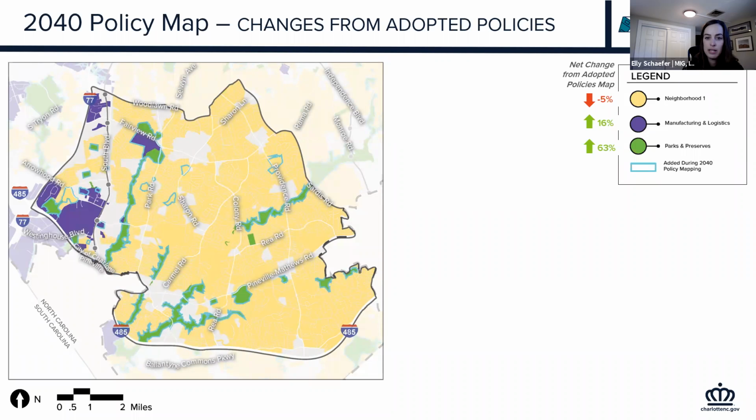In some areas, these place types were already preserved based on that adopted policies map, but the areas highlighted in blue show additional areas where these place types were preserved as part of this 2040 policy mapping step. So you'll see we were able to preserve 63% more of the parks and preserves in this area, as well as 16% more of manufacturing and logistics. And ultimately, we just added less neighborhood 1 than the adopted policies map was adding, but not necessarily losing existing neighborhoods or anything.